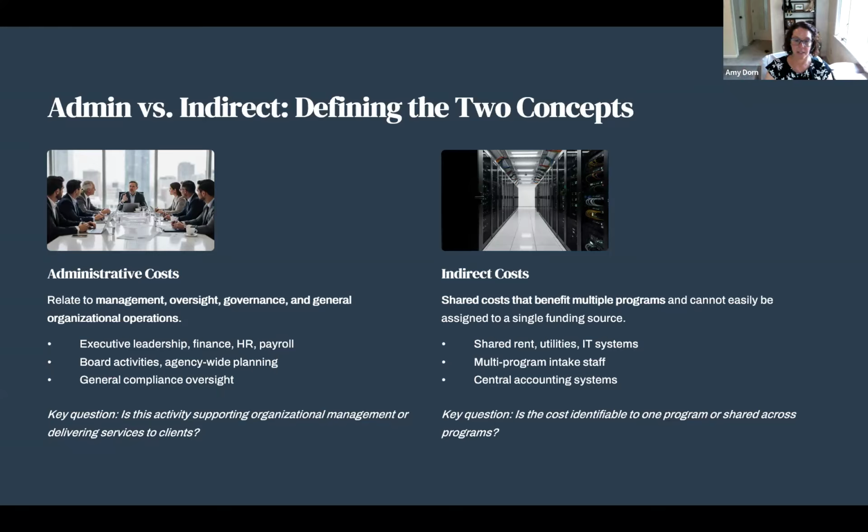And then your central accounting system, you're not serving anyone if the checks aren't getting cut, or if the dollars are not getting tracked appropriately. So your accounting system, your audit each year, that benefits the service delivery on multiple programs, because if you fail your audit, you could get your funding pulled. So those are indirect costs that are not necessarily administrative.